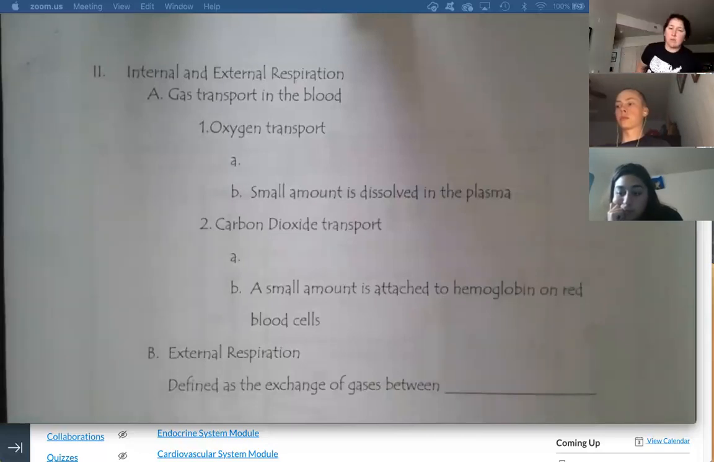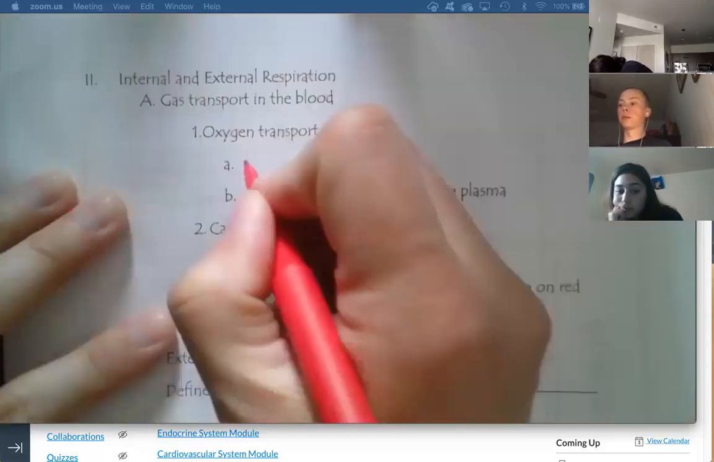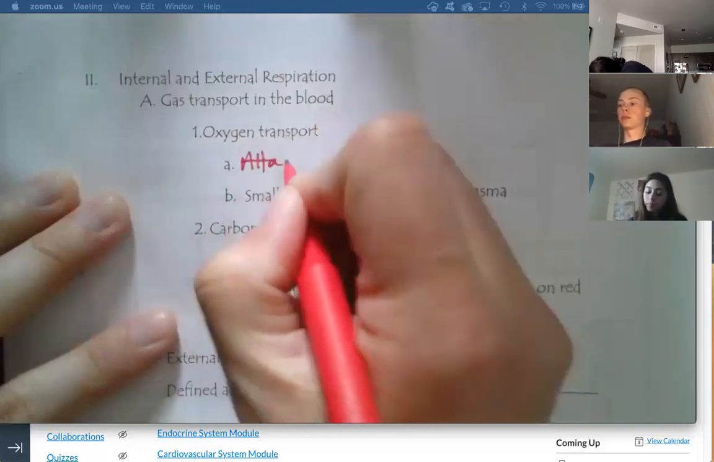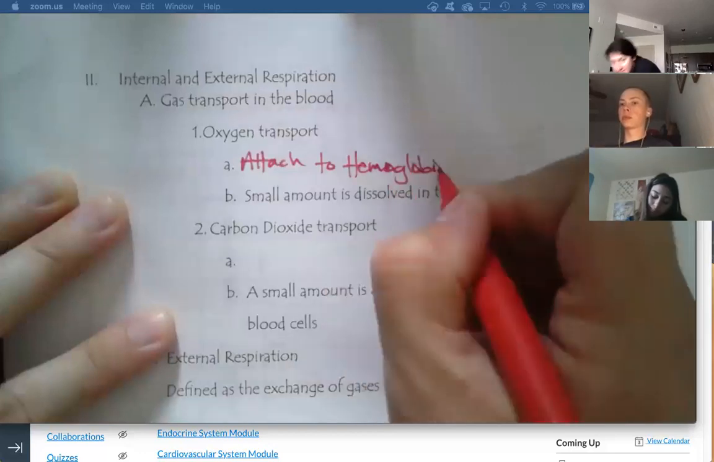But before we talk about that, we need to talk about how gas is actually transported in the blood. Okay, oxygen. We talked about this in the last unit. It attaches to hemoglobin. If you remember, we talked about how each hemoglobin has 4 parts that each have iron, and that's where oxygen attaches. So each hemoglobin can hold 4 oxygen molecules, and there are multiple hemoglobin on every erythrocyte. So they attach to hemoglobin on the red blood cells or the erythrocytes, okay?